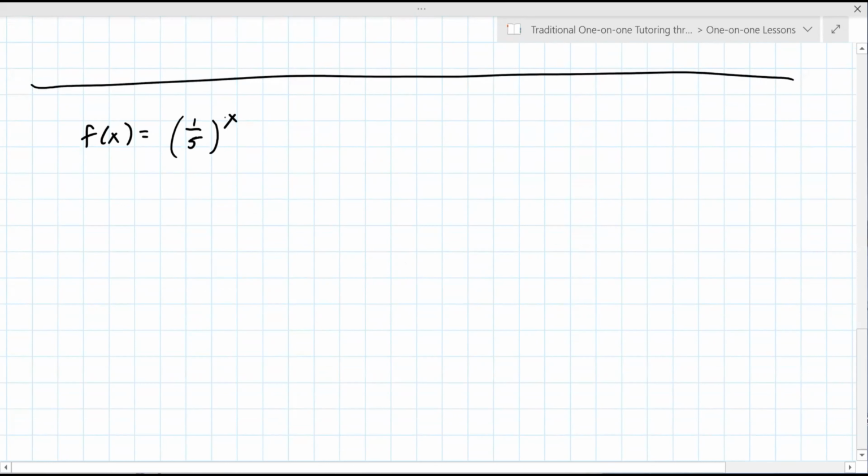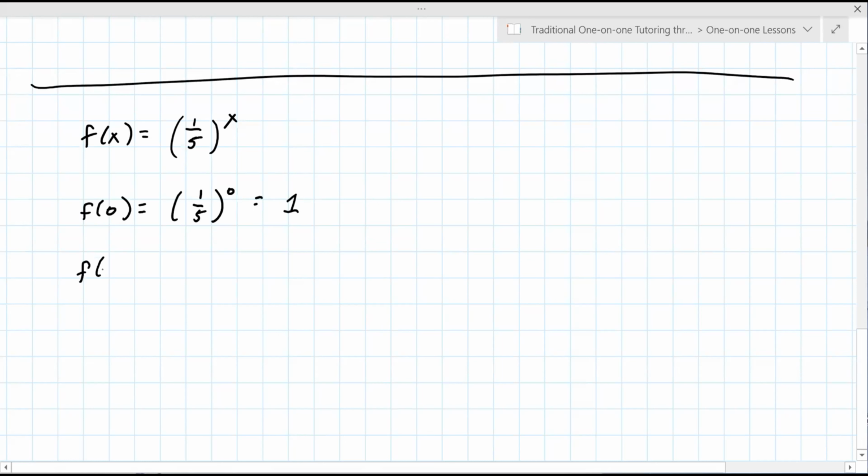Okay, so let's do this in an order that I think is nice. Let's find f of 0 first. Oops, I put the x in the wrong part. So that's 1/5 to the 0 power. Anything to the 0 power is always a whole number. It's always 1.